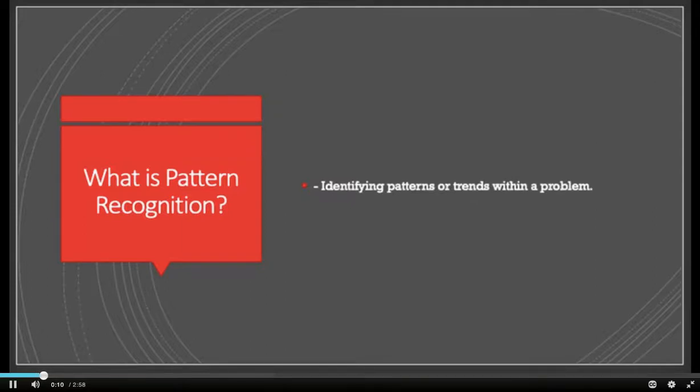To begin, pattern recognition is identifying patterns or trends within a problem. You have been doing this your whole life. Patterns are all around us, and they are how we learn and generalize the world around us.